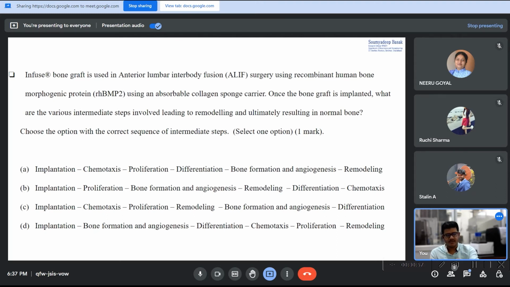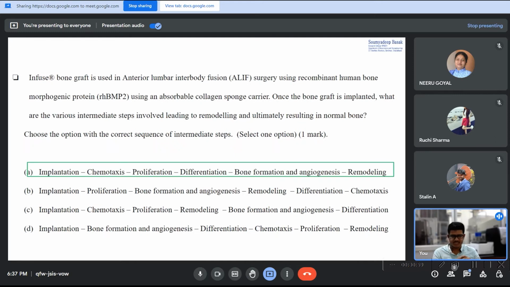Try to remember. It is implantation, chemotaxis, proliferation, differentiation, bone formation, angiogenesis, and remodeling. So you can remember it like ICP, DDR. When you are about to infuse, you can think about the ICP, DDR. So implantation, chemotaxis, proliferation, differentiation, bone formation, and remodeling.